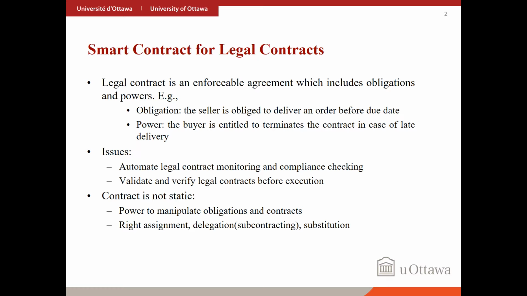A contract is a binding document between two or more parties. This enforceable agreement contains a set of obligations and powers. An obligation is a commitment of a party against a counterparty. For example, in a sales of goods contract, a seller must deliver an order before a confirmed deadline. A power, however, is a type of right. For example, the buyer has a power to terminate a sales contract if the seller violates the delivery obligation.